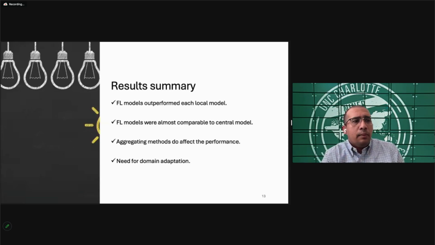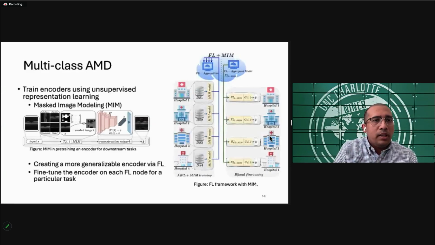We saw that because each institution, for example, Chicago has more African American population, Wake Forest has more white population, Stanford has more Hispanic population. So because the data set is coming from different subpopulation spectrums, there are some issues with the federated model converging. So in our future work, we're planning to work on some domain adaptation methods where all the domains can be converged into a singular domain.